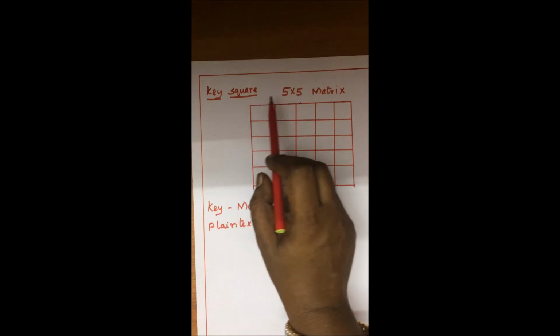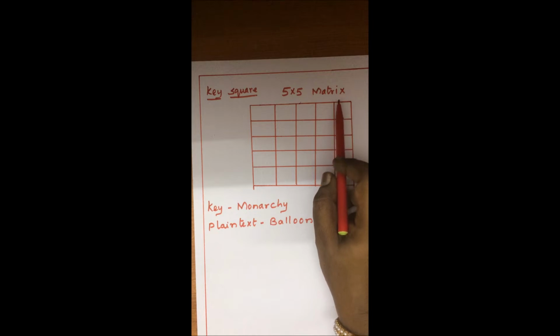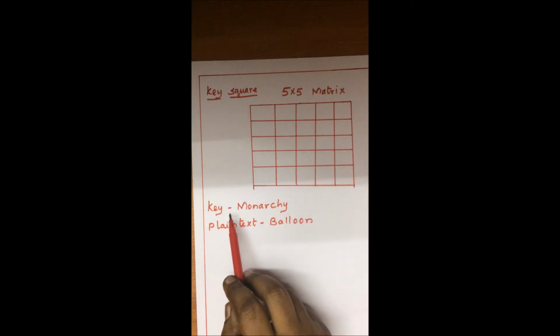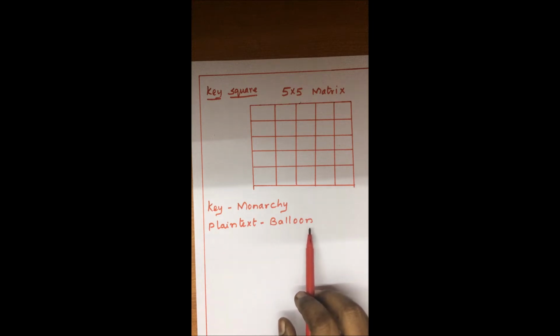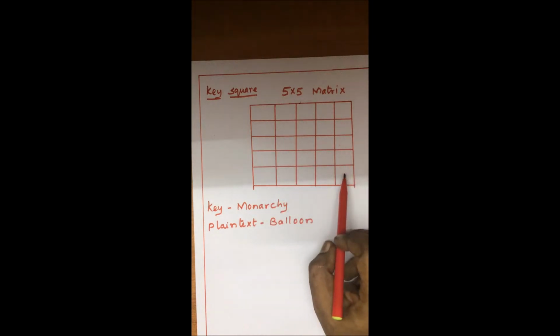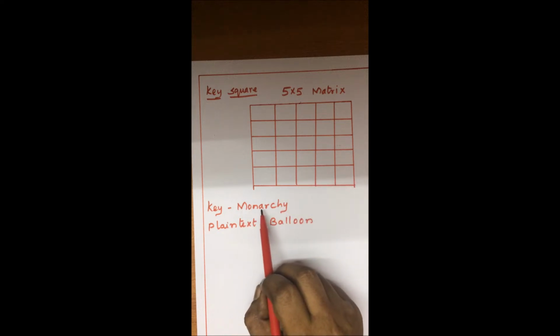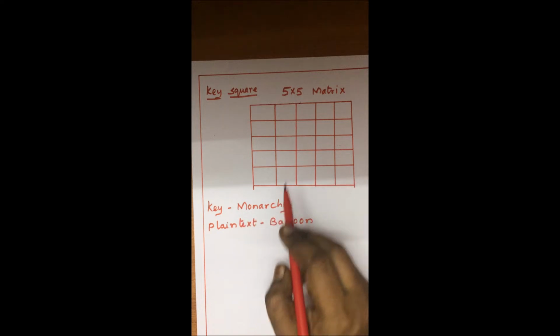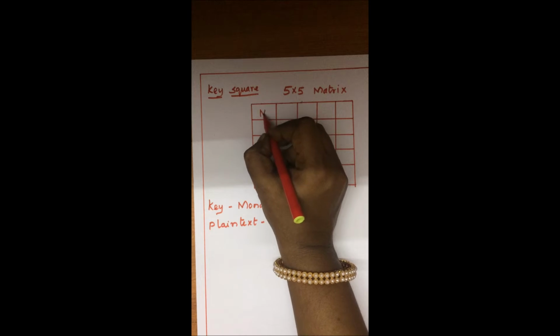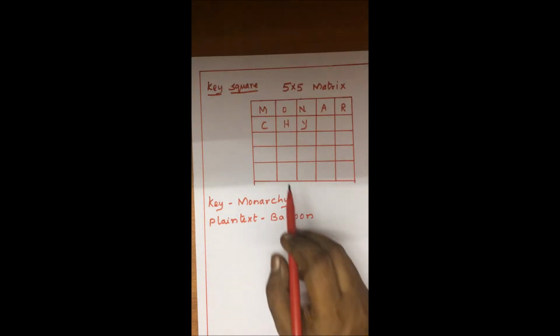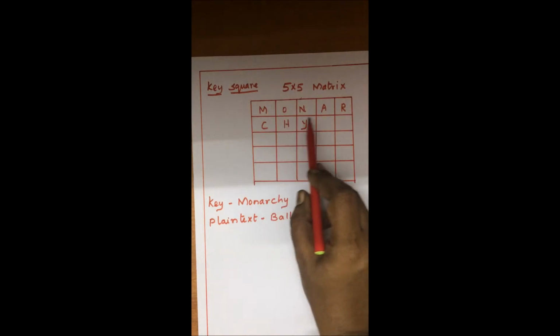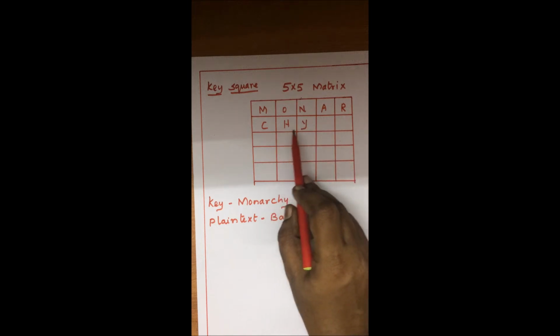Now I have taken a 5 cross 5 matrix, and the key for our example is monarchy and the plain text will be balloon. First fill the 5 cross 5 matrix with the letters in the key. Our key is monarchy, so I will begin here. I have written all the letters from the key.